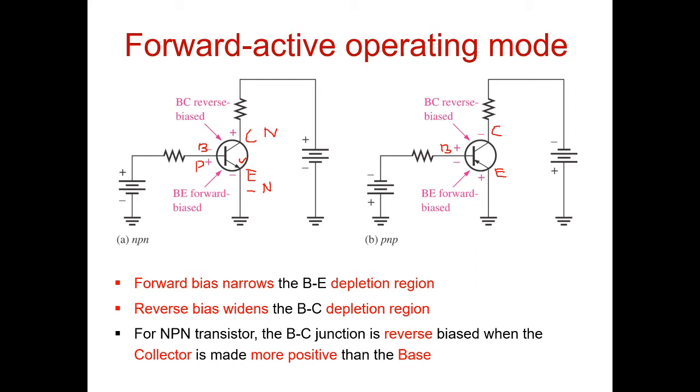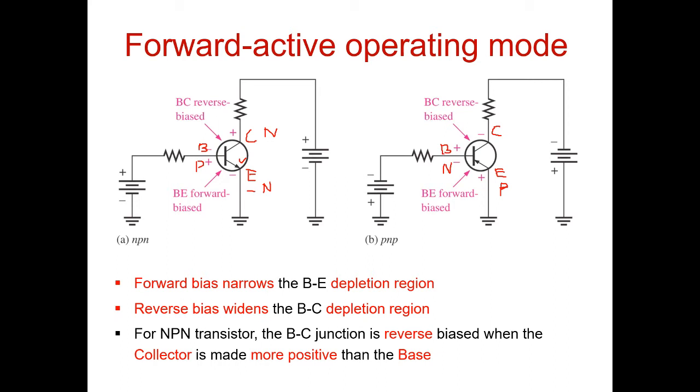For another circuit here, the arrow for the E is from E to B. So from E to B, it means that the emitter is P-type and the base is N-type, right? That's why the arrow is going from the emitter to the base.